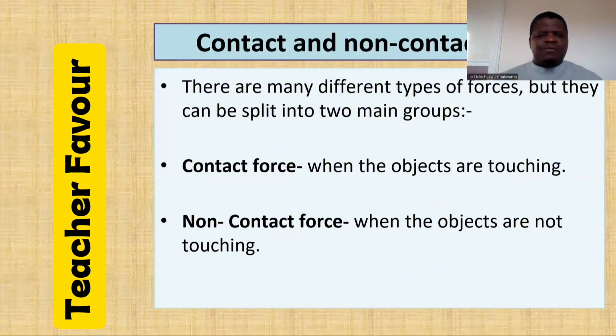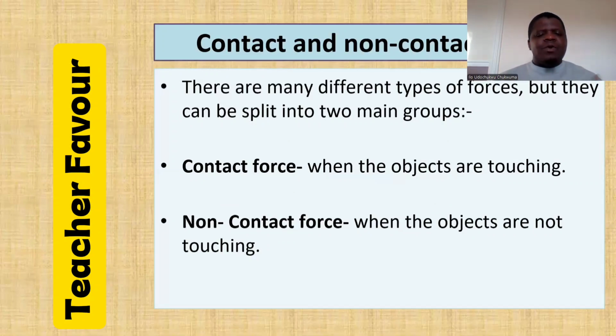There are 2 types of force. Force can be classified into 2. We have number 1, a contact force, and number 2, a non-contact force. What is a contact force? It is when the objects are touching each other, when the objects are making contact with each other. It is called a contact force. Then we have number 2, a non-contact force, when the objects are not touching. That is when the force is acting at a distance. It is a non-contact force. When the objects are touching each other, it is a contact force.